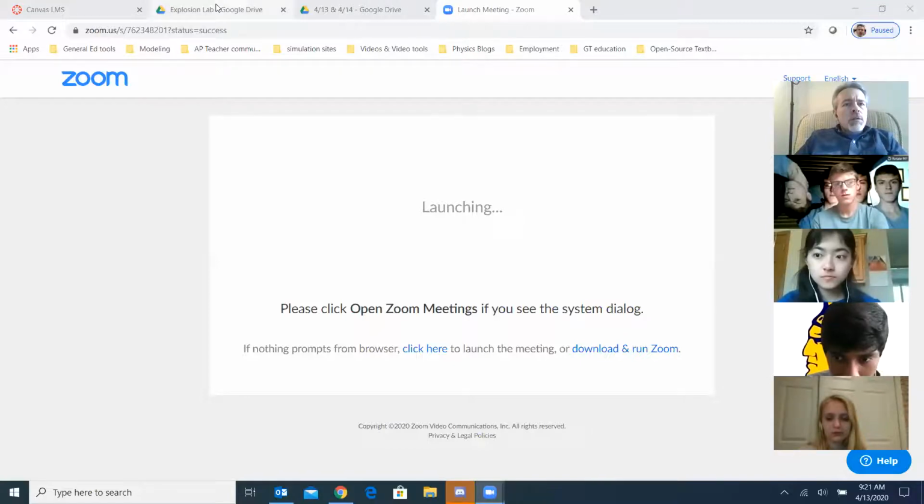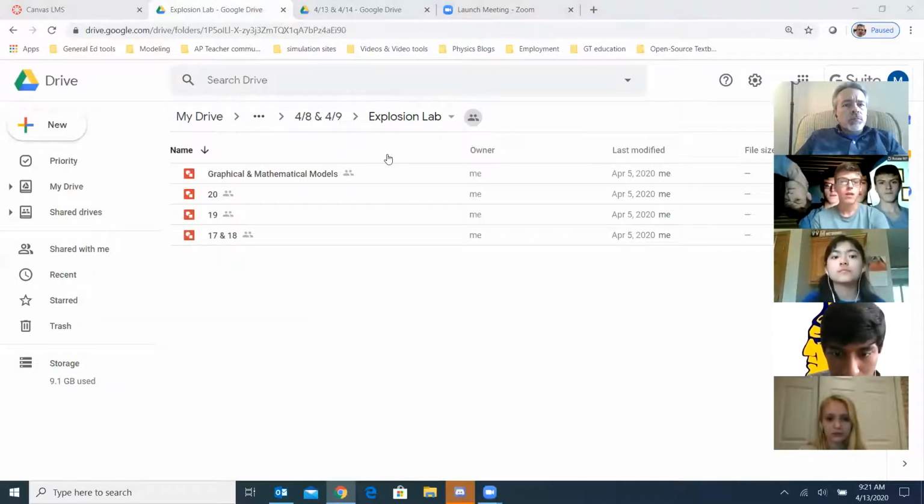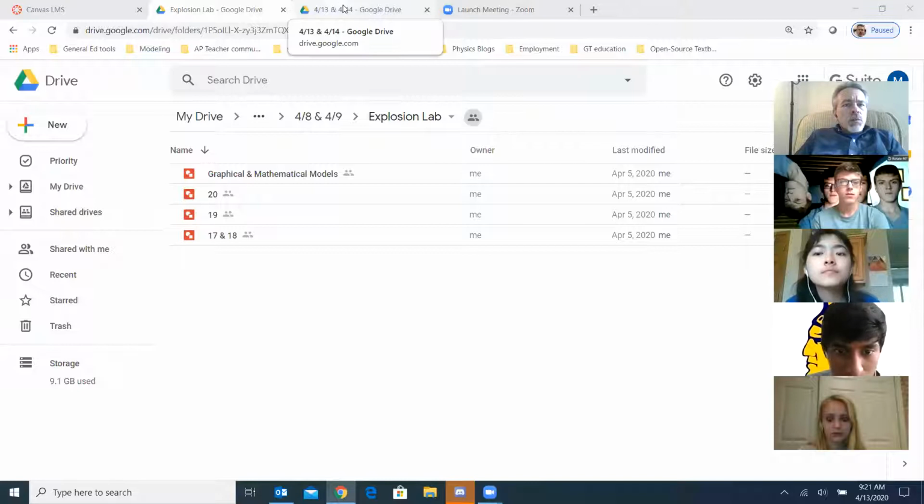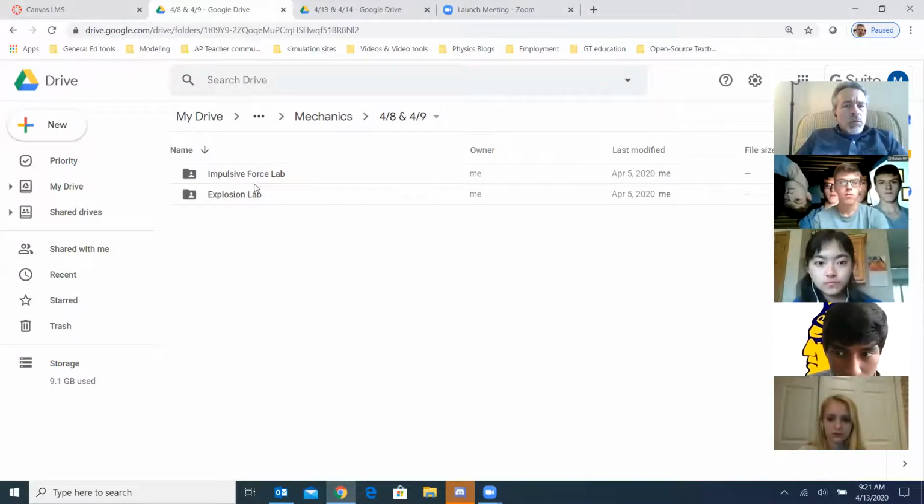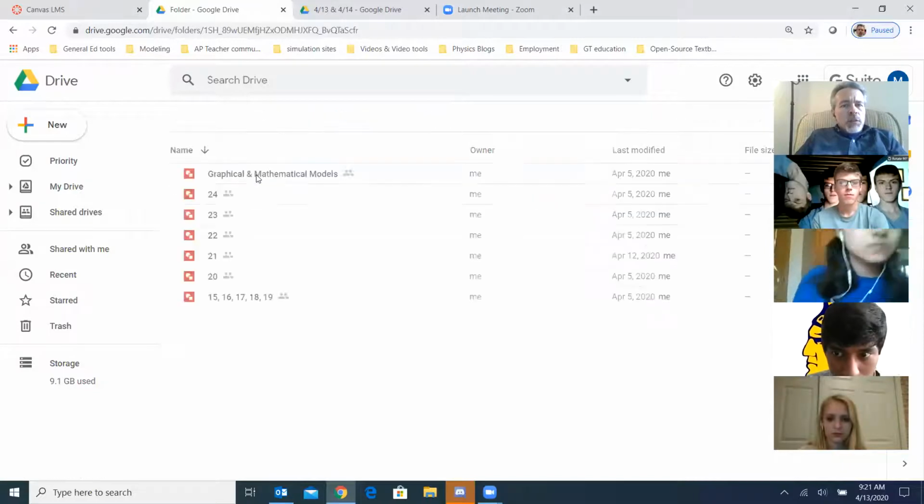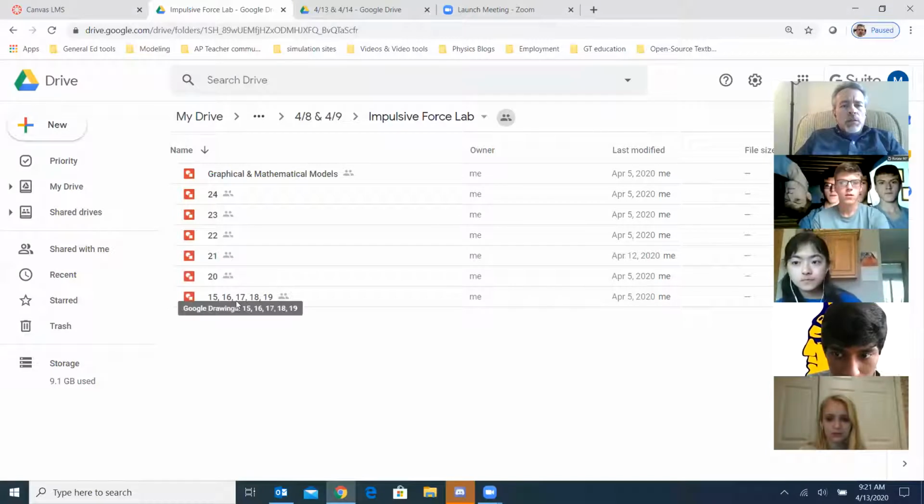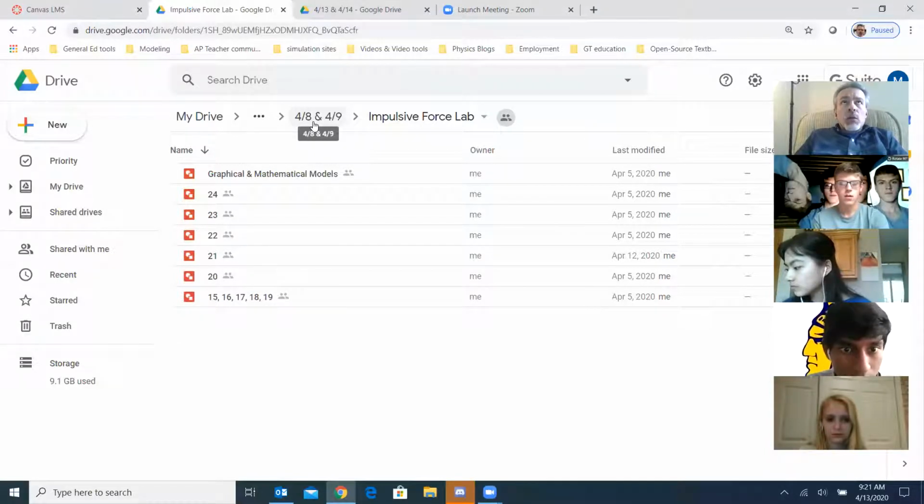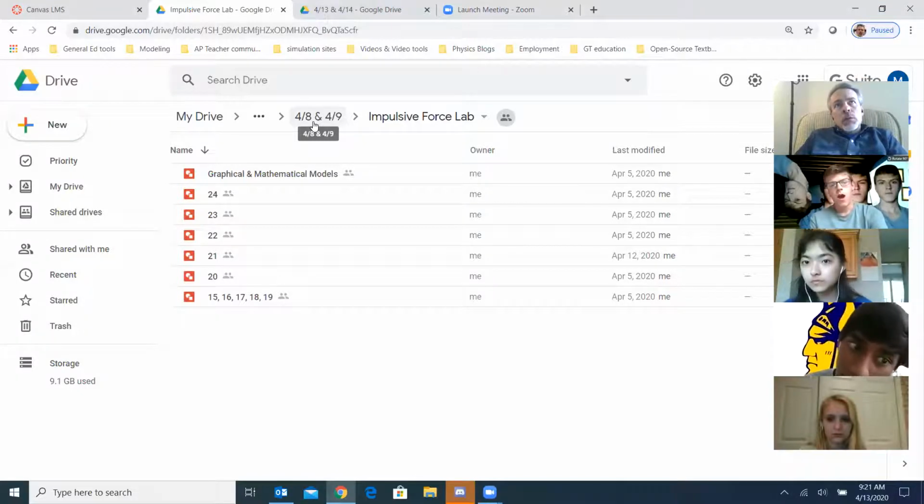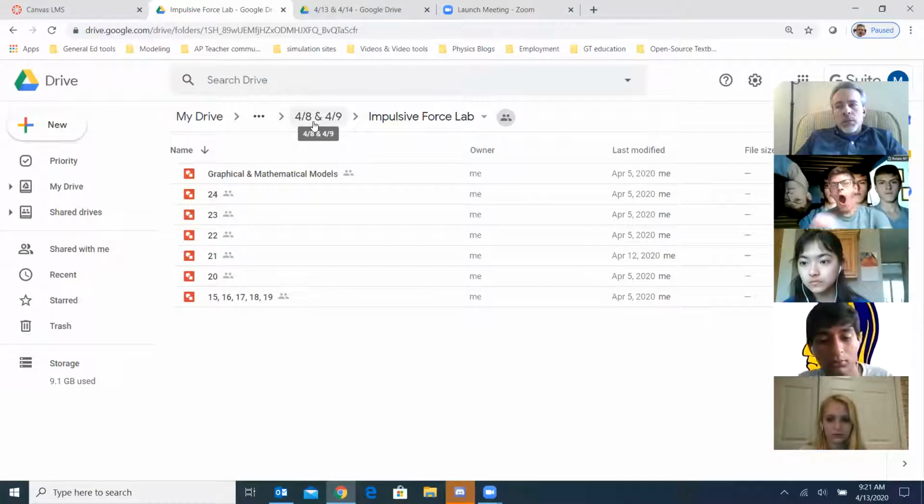Okay, so we had two labs that we're looking at: Impulsive Force Lab and the Explosion Lab. We looked at the graphical mathematical models, and what I would like to do today is whiteboard the rest of the lab response to make sure you understand the answers. And then the goal is at the end of the class, you'll know what the answers are for this lab response, and then you can turn it in.